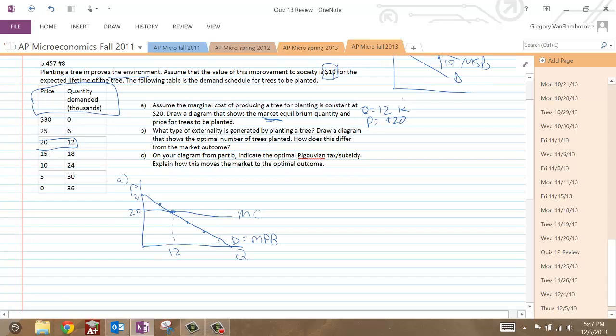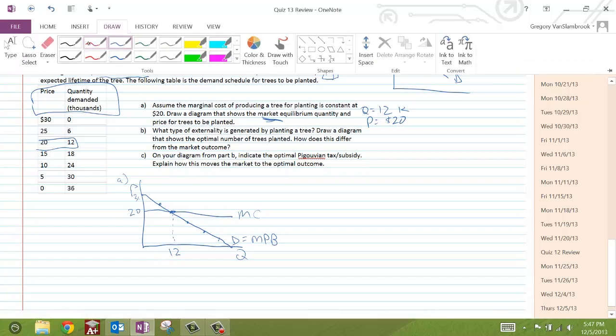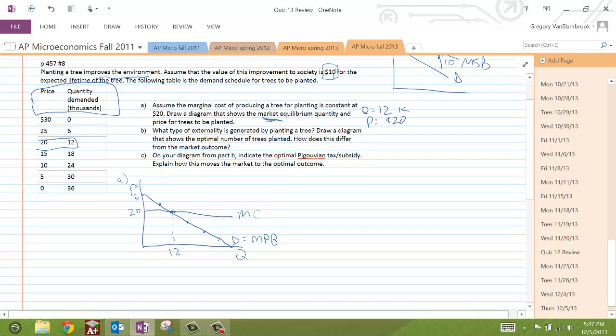Next, what kind of externality is generated by planting a tree? We've already answered that when I first started talking through the problem. It's a positive externality. And then draw a diagram that shows the optimal number of trees planted and how this differs from the market outcome. I'm going to go ahead and just do this on the same graph, which is probably how I'd ask you to do it on a quiz. So to find the optimal number of trees planted, we need to find the marginal social benefit. And probably the better way of putting that is the price at which you would have it if you included that external benefit into the equation.